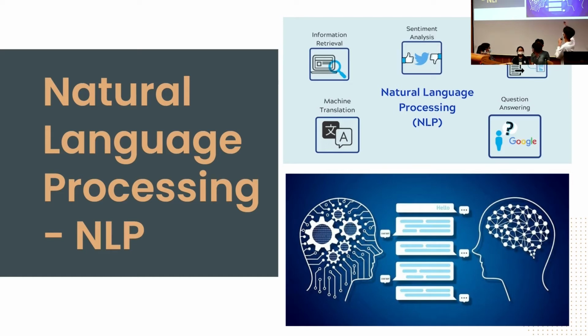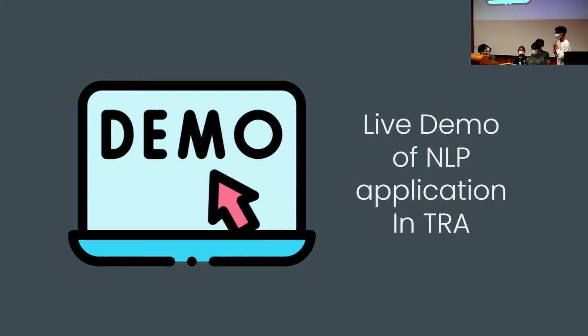That's how you can measure sentiment. So this is very important for stuff like reviews or stocks. Then the rest is a bit sophisticated, so I'll just skip that. Okay, so now we'll do a live demo of the natural language processing in TIA.